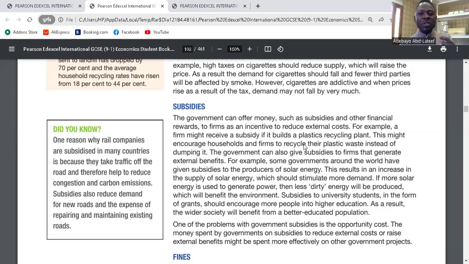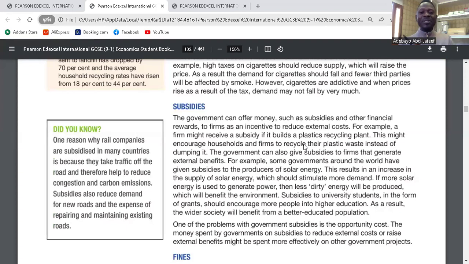The government can also give subsidies to firms that generate external benefits. For example, some governments around the world have given subsidies to the producers of solar energy. Solar energy reduces the use of fuel. Yes or no? So how do we use solar energy? It means some businesses must invest in it. So government might subsidize these firms so that their cost of production reduces, to encourage them to do more of solar. Is it clear? Okay.